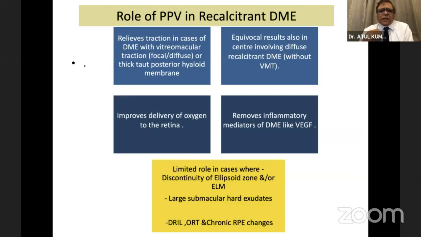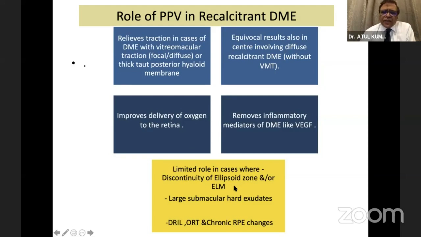So if you have to do the pars plana vitrectomy, usually for the tractional DME or the severe VMT which occurs, that leads to surgery. And of course, in diabetics, the hyaloid tends to become thick. It is some kind of an abnormal deposition on the hyaloid, which makes it very taut. So the taut hyaloid, and especially with repeated lasers, in fact sticks onto the macula. It is said that it improves the oxygen delivery once you do the vitrectomy, and removes the inflammatory mediators, which we were just hearing from Santosh. So it definitely helps in some ways, but it's got a limited role.